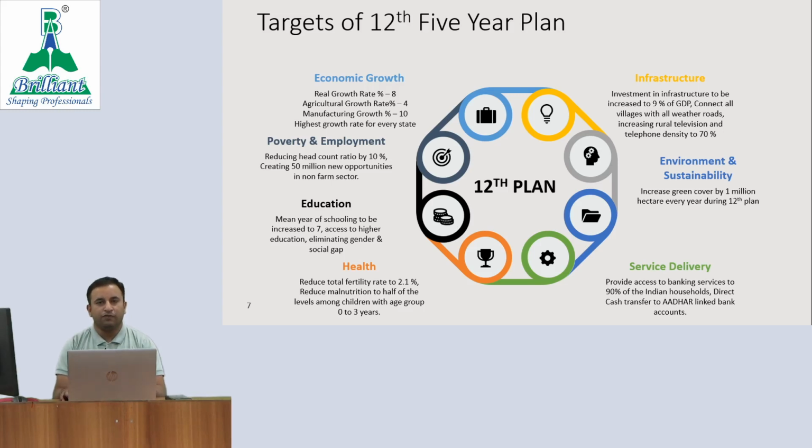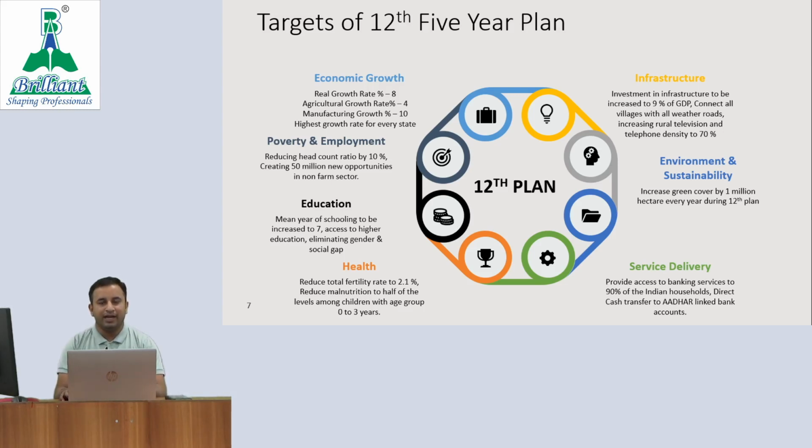The target of economic growth was decided to achieve the real growth rate at 8%, to achieve agricultural growth rate at 4%, to achieve manufacturing or industrial growth rate at 10%, and to achieve the highest growth rate for every state. So these were the targets related to economic growth. Second target was set for poverty alleviation and employment generation. So it was reducing head count ratio by 10%, creating 50 million new opportunities in the non-farm sector.